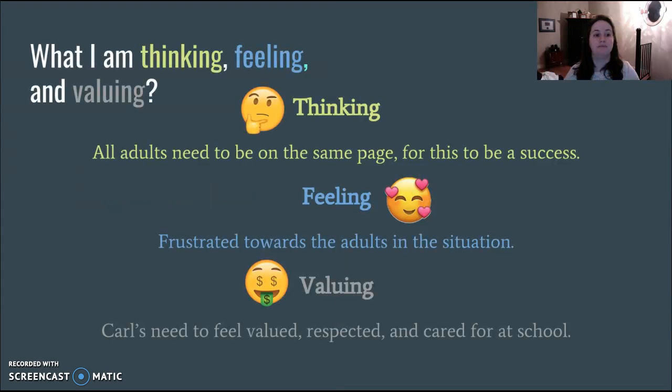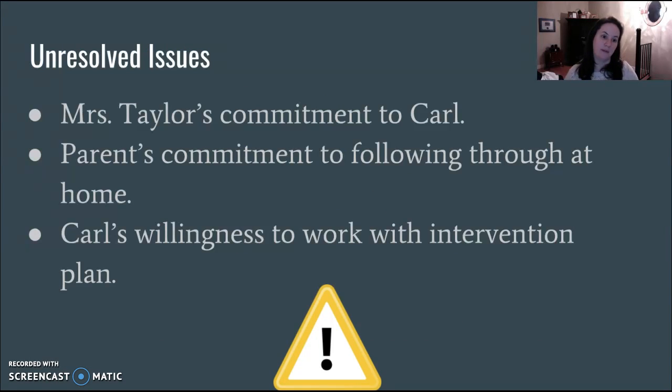Debriefing the problem. What am I thinking? I'm thinking that all the adults need to be on the same page here. Teachers, parents, all the adults need to get on the same page for this to be a success. I'm feeling frustrated towards a lot of the adults in this situation, in that Carl's needs aren't being met. And I'm valuing the fact that Carl needs to feel valued, respected, and cared for at school, because that doesn't seem to be happening at home. So we want to make sure that is happening in the school environment.